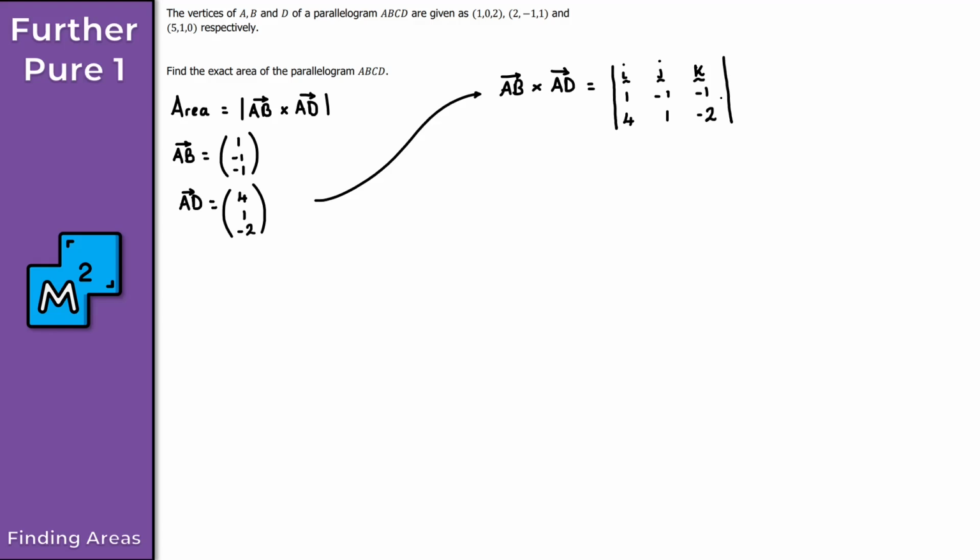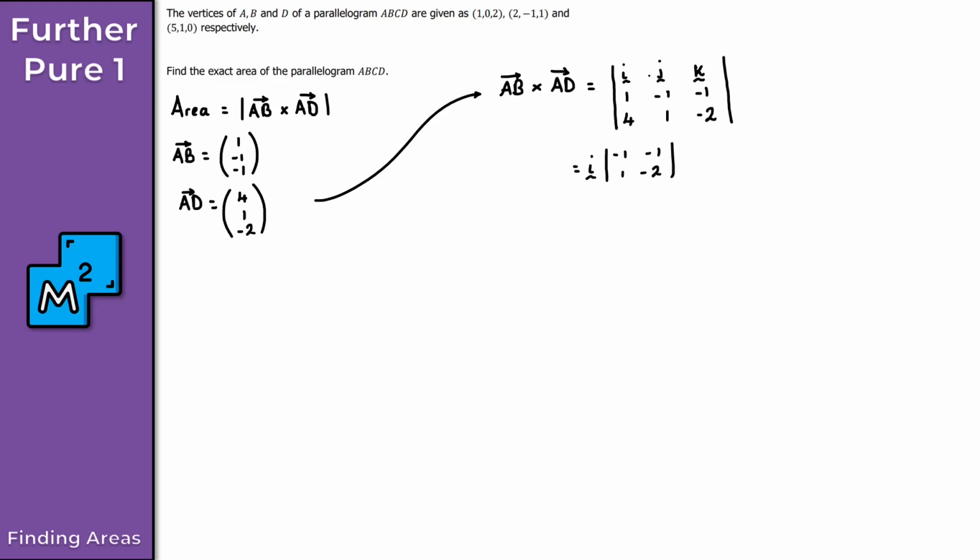Okay. So finding the determinant here, I'm going to expand along the top row. I think that's the easiest way to do this. So what would I get here? I'm going to get positive i, then we times this by the determinant of the 2x2 matrix that's left once we delete this row and this column. So I get -1, -1, 1, and -2.